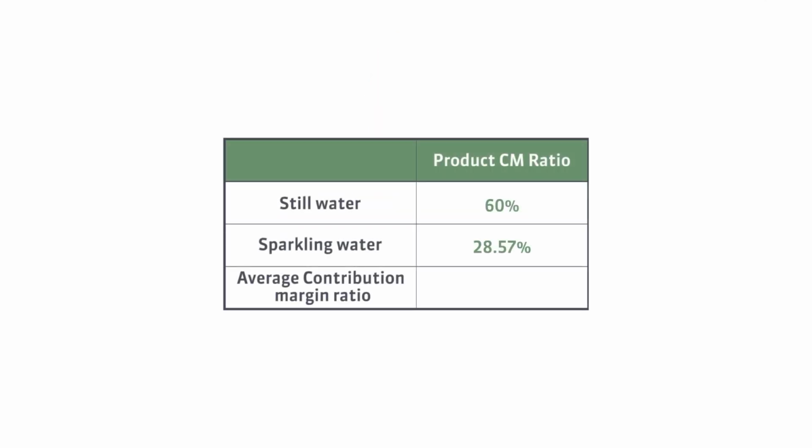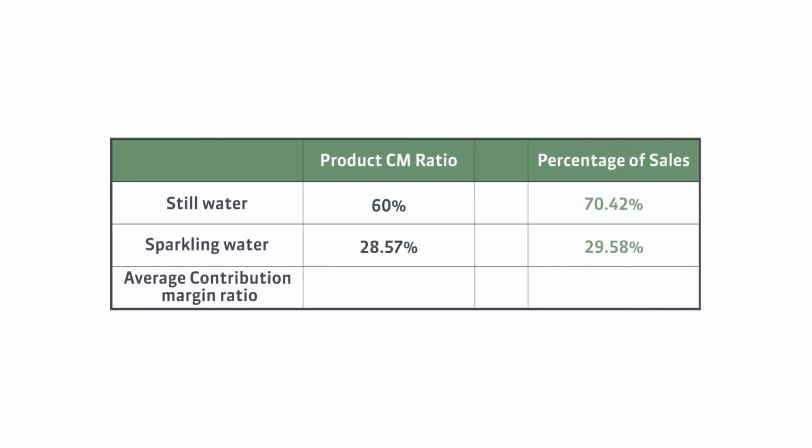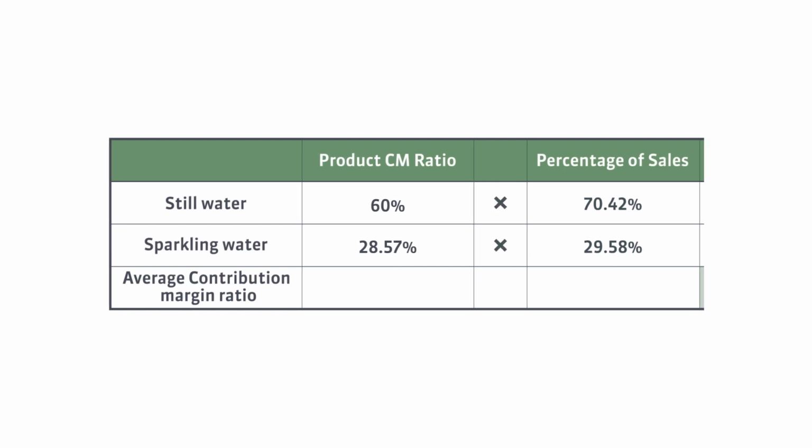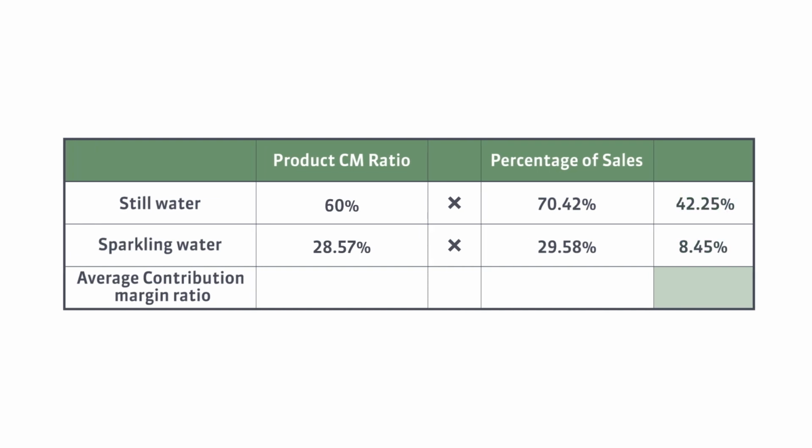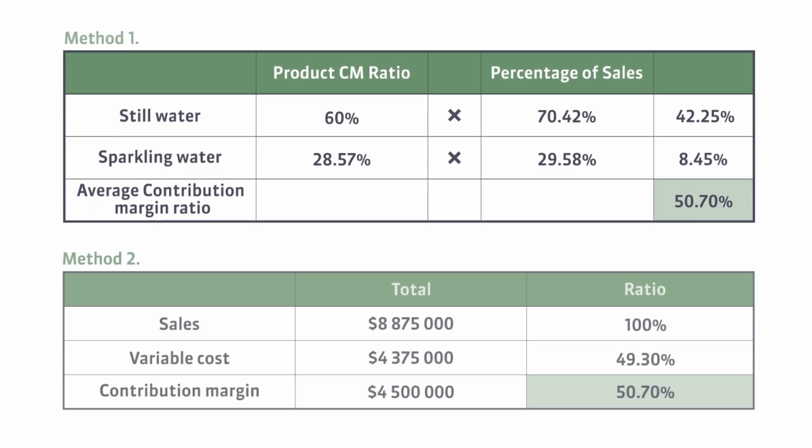The average contribution margin ratio of a package may be computed by weighting the contribution margin ratio of each product by the percentage of total sales which that product represents. Let's do it now. We have just calculated the product contribution margin ratio, and earlier we have calculated the percentage of sales. To weight means to multiply the contribution margin ratio by its share in sales. If we add both values now, we get the average contribution margin ratio. Look, it's exactly the same as the one we calculated earlier.